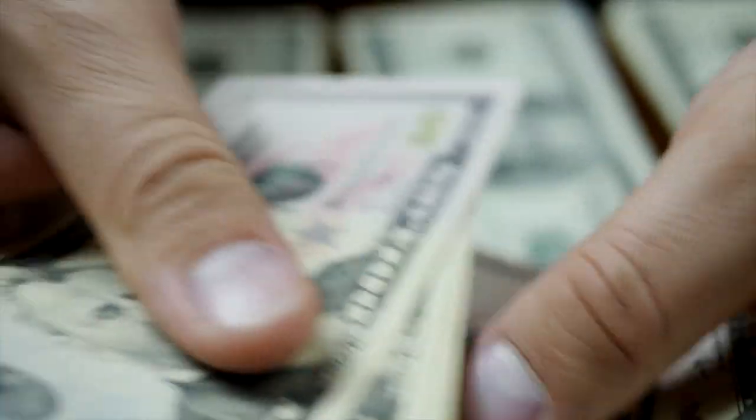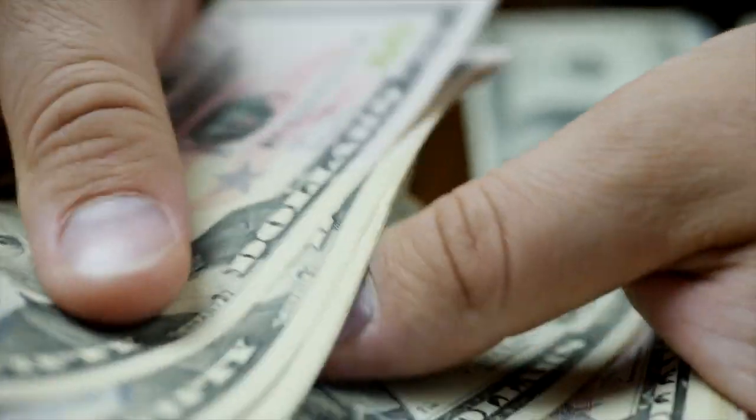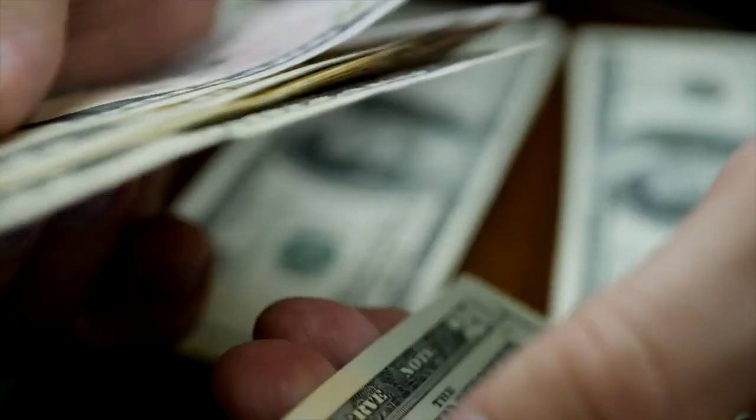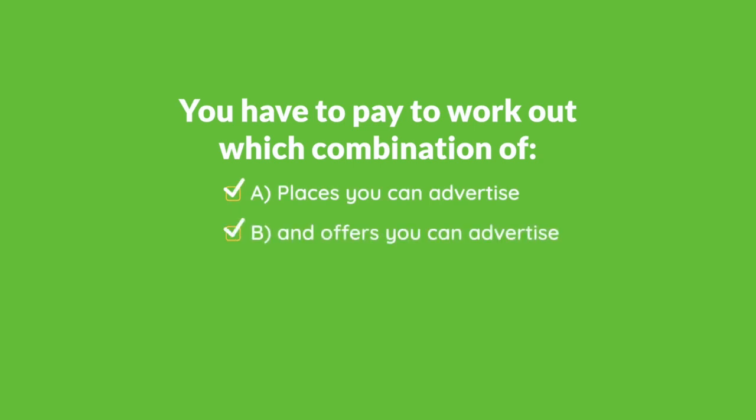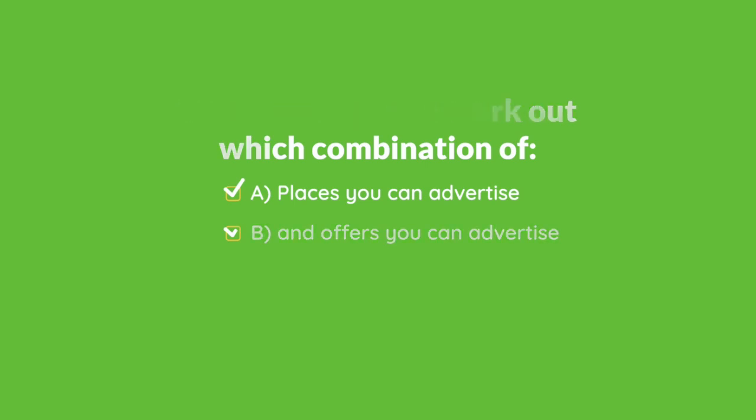First, this is a pay-to-play model of affiliate marketing. You only get traffic by purchasing ads, and if you don't have a decent budget to start with, you'll barely make it off the ground. You don't just pay to get started with this method, but you have to pay to get profitable. You have to pay to work out which combination of A, places you can advertise, and B, offers you can advertise are actually going to result in a profit.